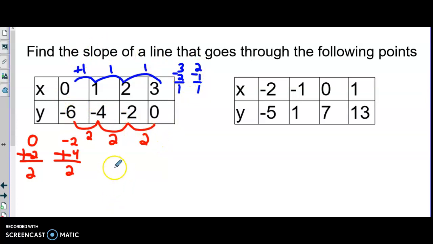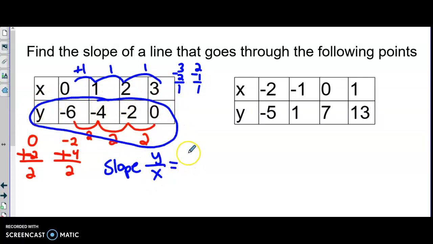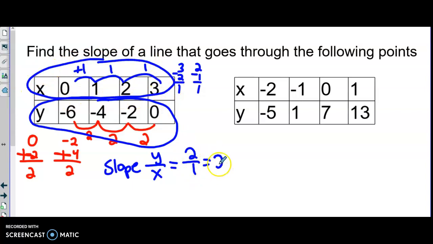So to write our final answer for our slope, we want to do the change in y over the change in x. So just make sure that you put your y values first. Your rate of change for y was 2. Your rate of change for x was 1. So this slope here is 2/1, or 2. Let's look at the next one.